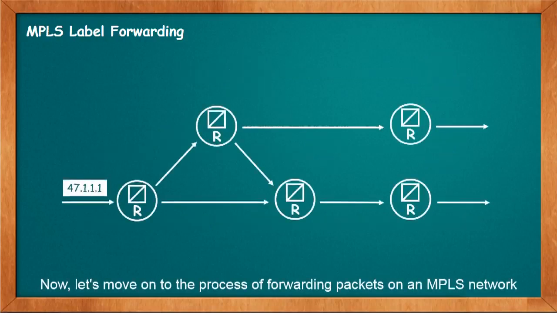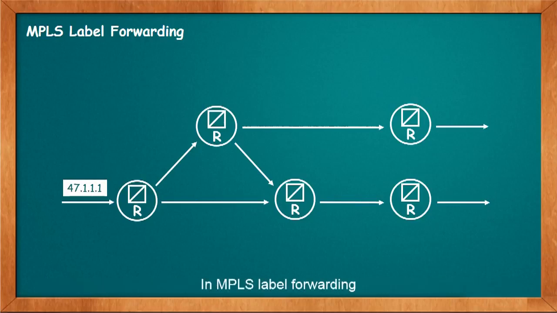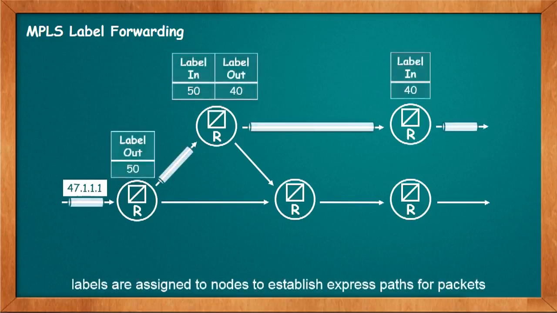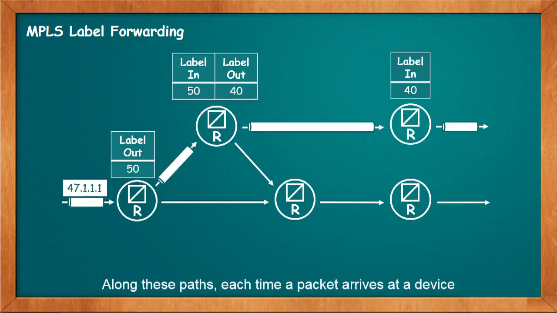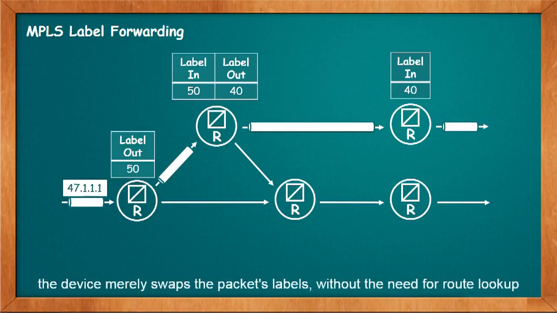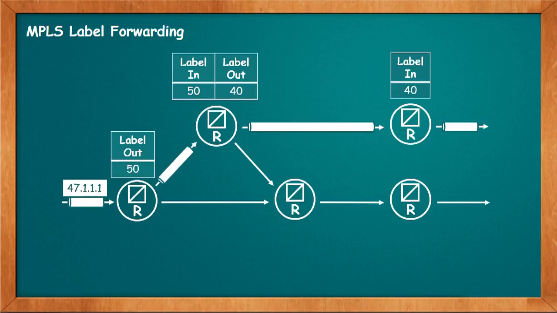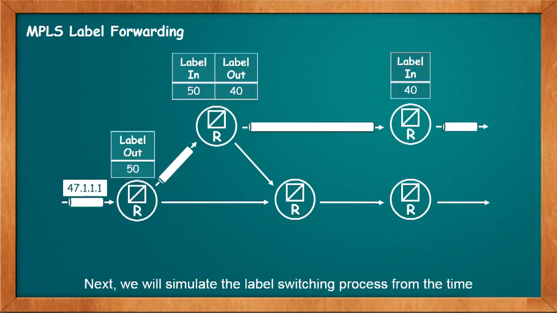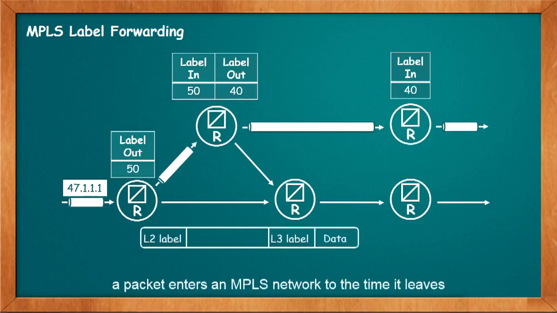Now, let's move on to the process of forwarding packets on an MPLS network. In MPLS label forwarding, labels are assigned to nodes to establish express paths for packets. Along these paths, each time a packet arrives at a device, the device merely swaps the packet's label without the need for route lookup. Next, we will simulate the label switching process from the time a packet enters an MPLS network to the time it leaves.